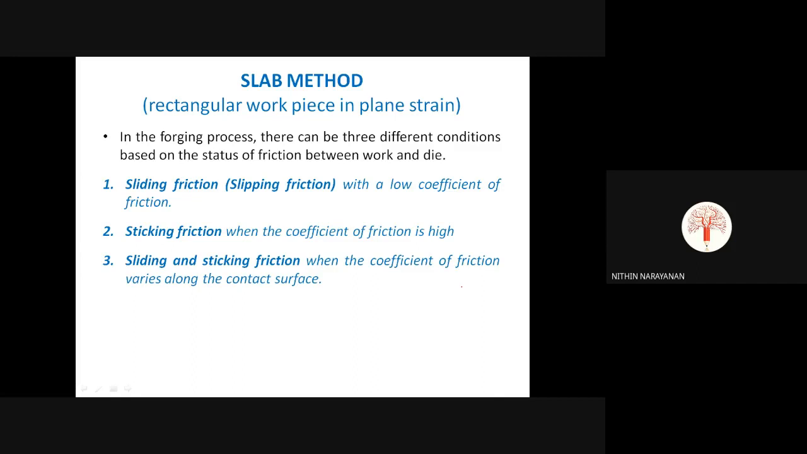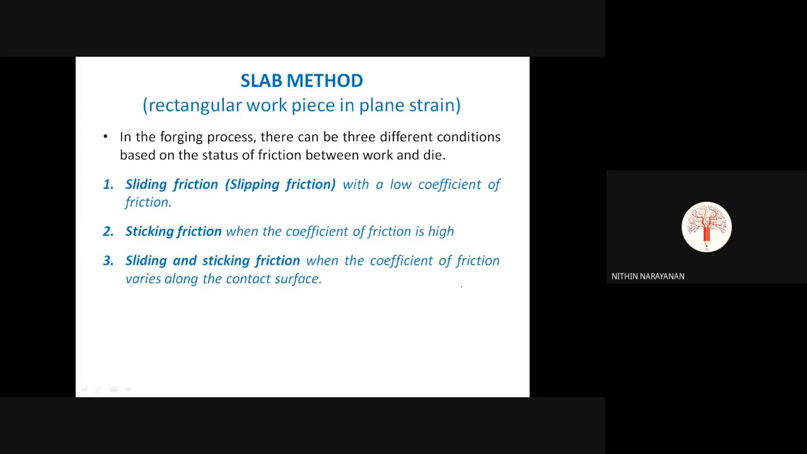Second case is sticking friction. Sticking friction is when the coefficient of friction is high. When the coefficient of friction is very high, it will be very difficult to move, right? We have to apply more force, or more energy should be utilized for the movement to overcome the friction force. That is why it is called sticking friction, because it is like it sticks there. That is, the die surface and the billet surface stick together. So it behaves like that. So that's why it is called sticking friction.